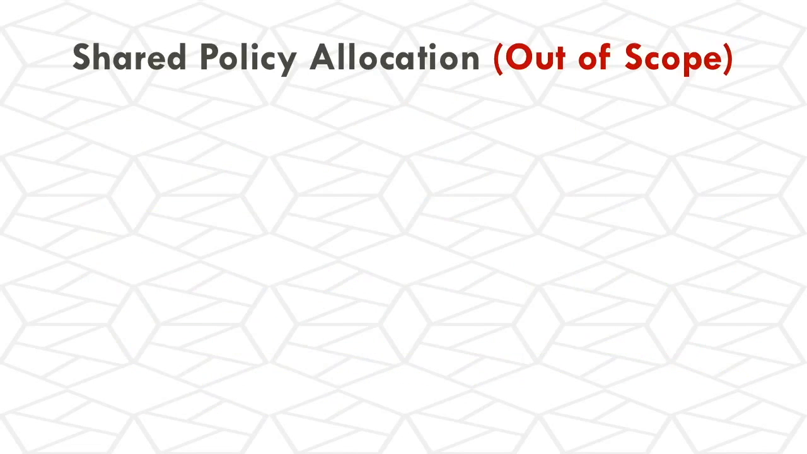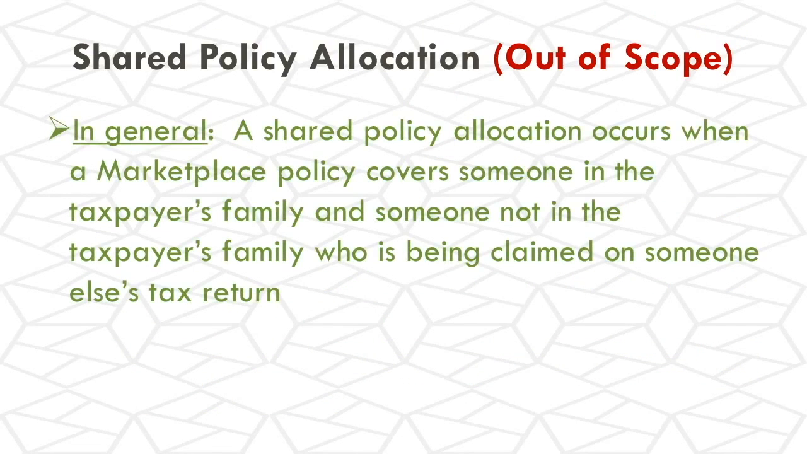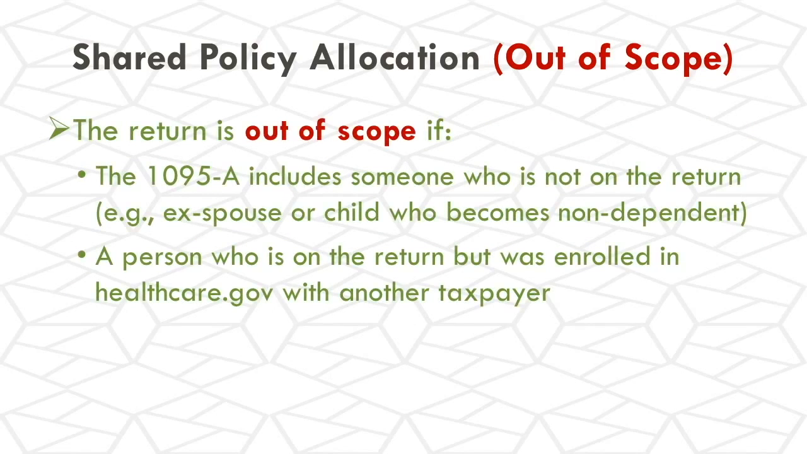Let's talk now about the shared policy allocation. In general, a shared policy allocation occurs when a marketplace policy covers someone in the taxpayer's family and someone not in the taxpayer's family who is being claimed on someone else's return. So the return is going to be out of scope if the 1095-A includes someone who is not on the tax return. So for example, a taxpayer and their spouse purchased insurance through the marketplace. However, they got divorced, so they're no longer their spouse. They're no longer on the return, or they're married filing separately. That's going to be out of scope for us because there will be a shared policy allocation required.